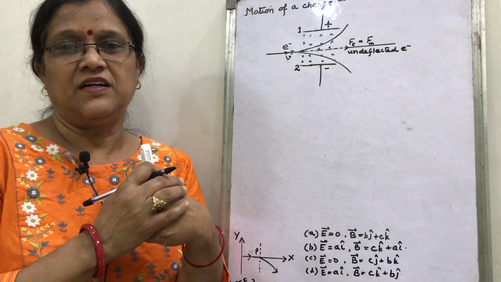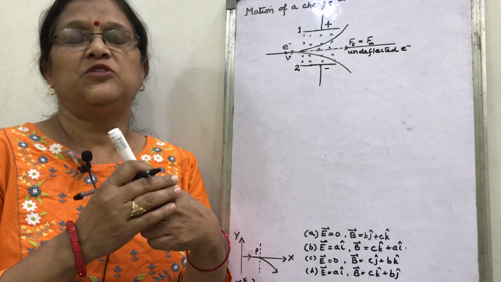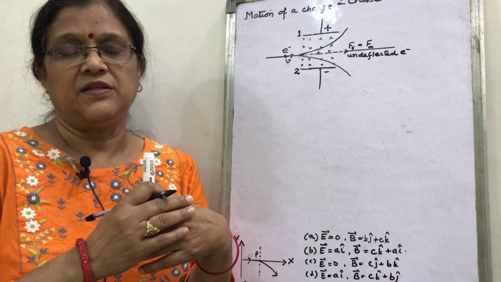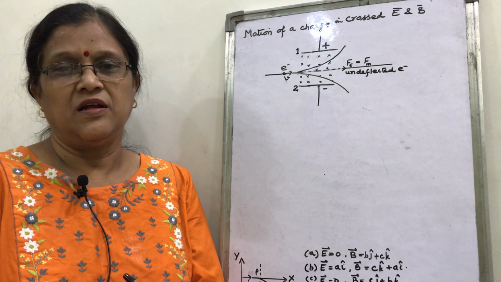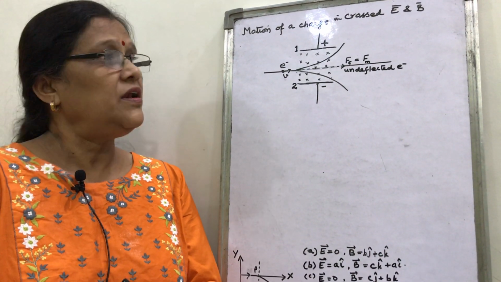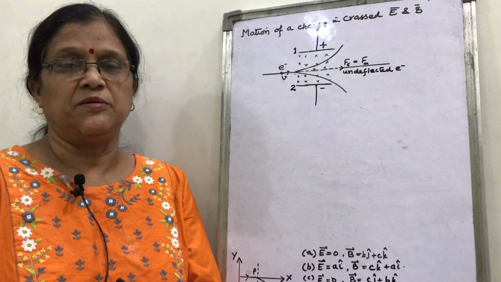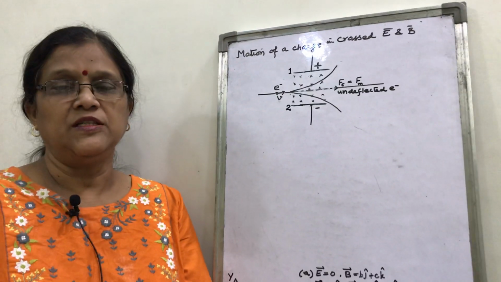In class 12, we are discussing the motion of charged particle in magnetic field, and we have seen the circular path, helical path of the charged particle. Today, we will learn the motion of a charged particle when both the fields are present. Which one? Electric as well as magnetic field.